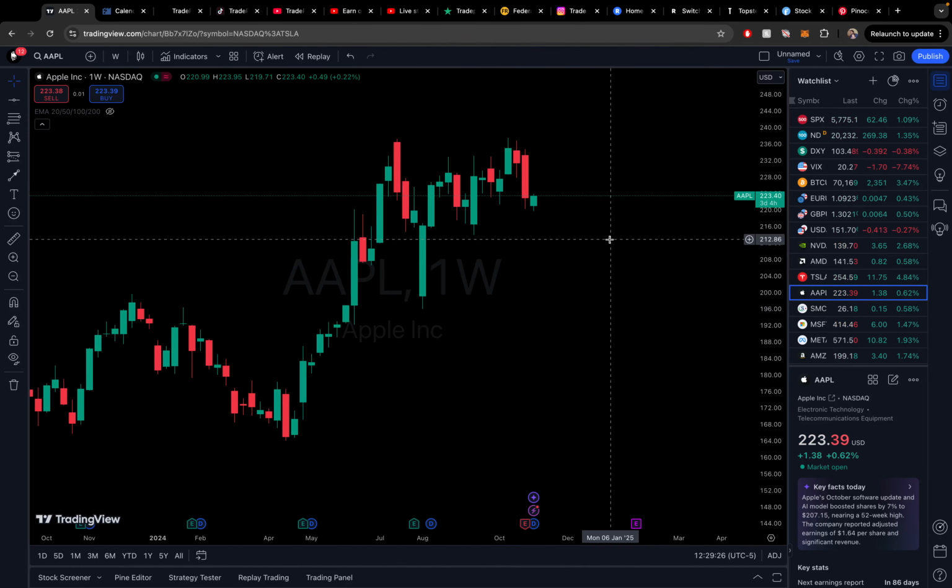Is this an uptrend, a downtrend, or a sideways moving trend? Taking into consideration all that information we just looked at. Currently an uptrend, a downtrend, or a sideways moving trend? What do you guys think?